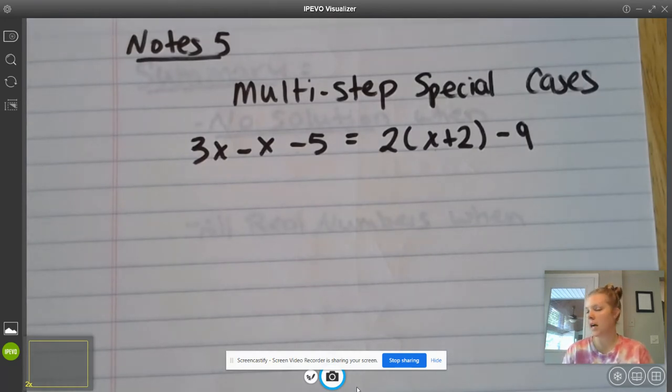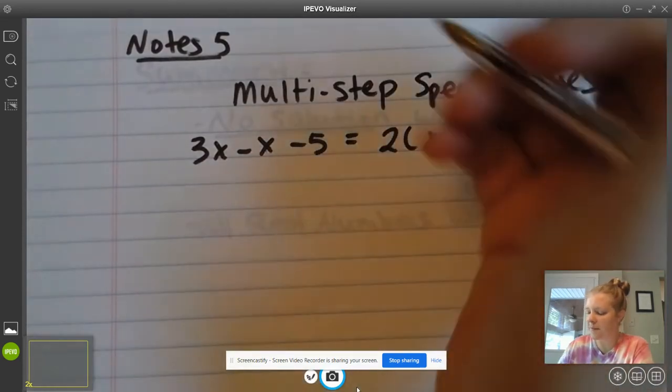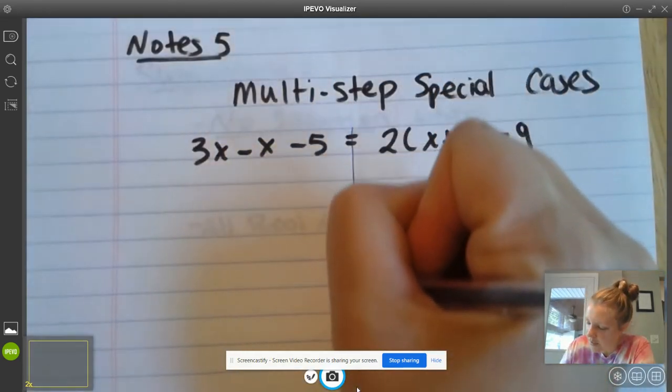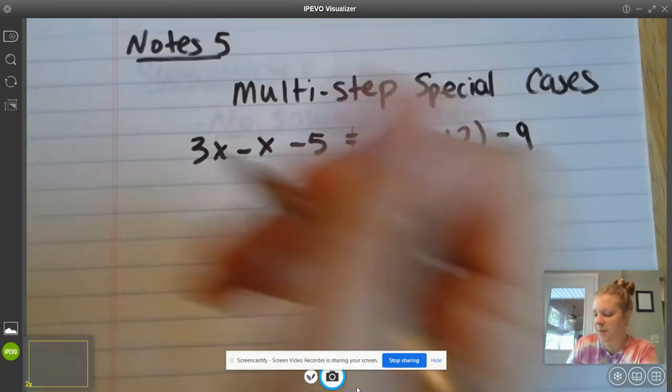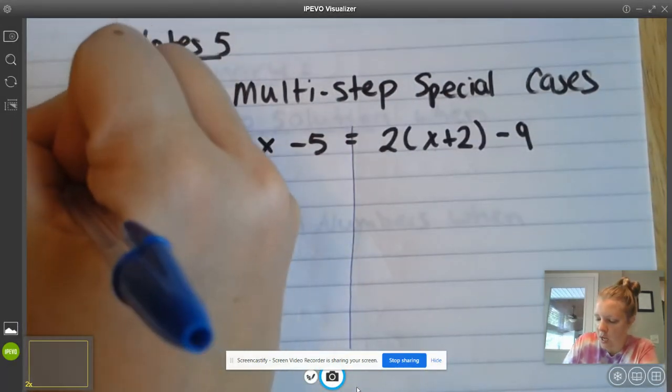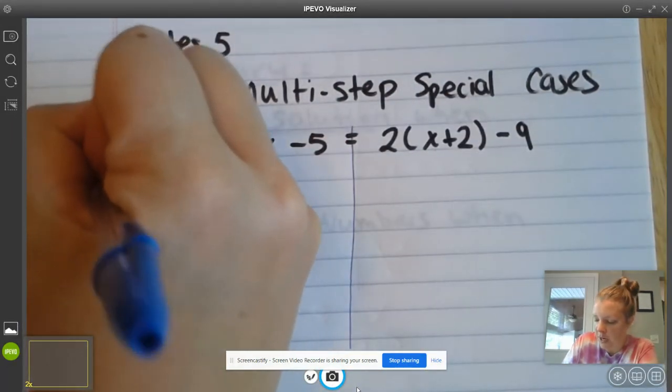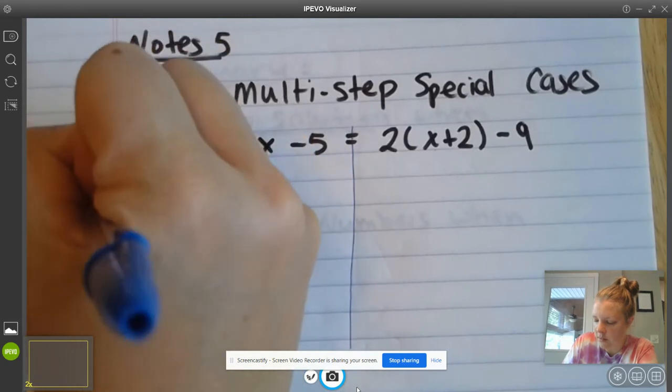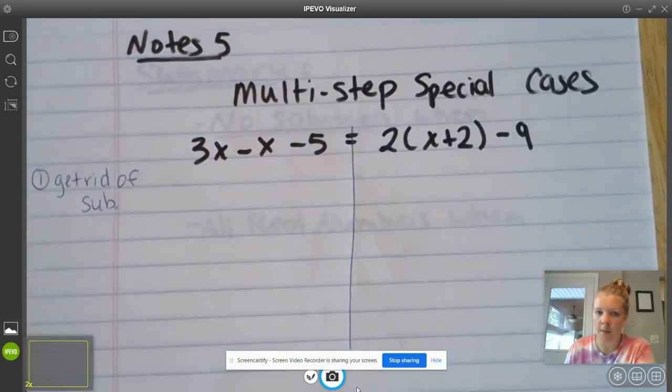There are two times where you have a special answer. Most of the time, you're going to have one number as an answer, but sometimes funny things happen, and I want to show you what those funny things are today. We're going to follow the same steps as before. The first step, again, was to get rid of subtraction. So we're going to do that first.